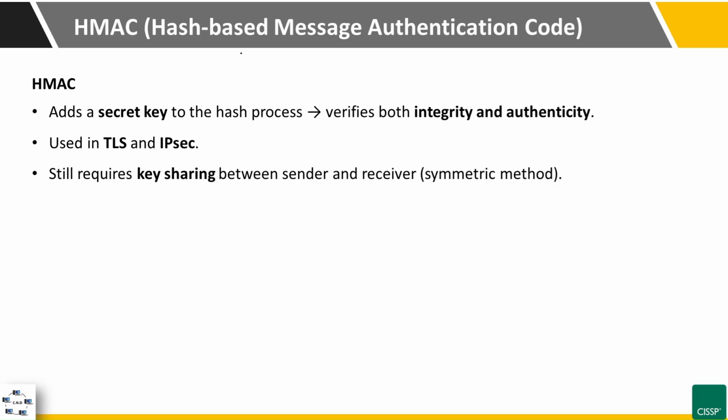What is HMAC? That is hash-based message authentication code. HMAC basically adds a secret key to the hash process. In this way, it verifies both the integrity of the message as well as the authenticity or origin of the message. HMAC is used in TLS, transport layer security, and IPsec VPNs. It still requires key sharing between sender and receiver, because in the symmetric method, the receiver and sender both have the same key.